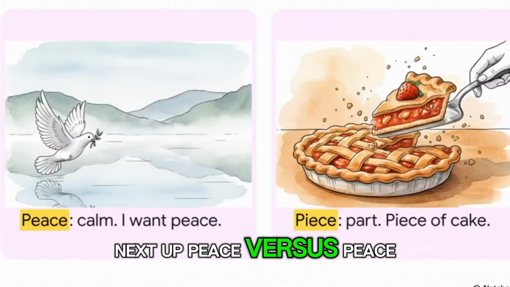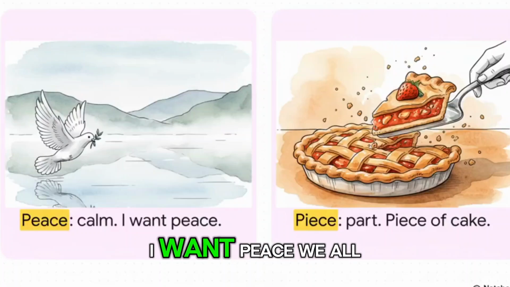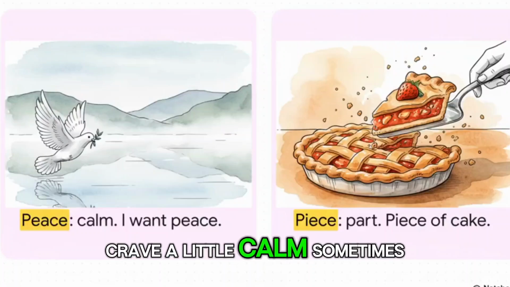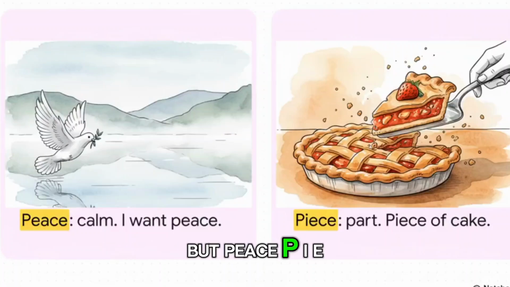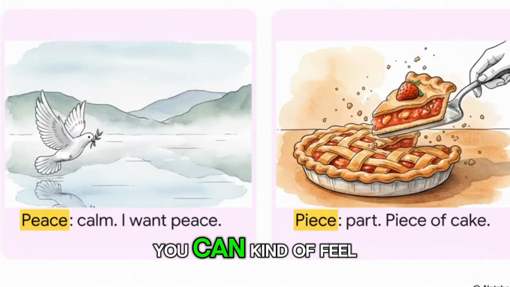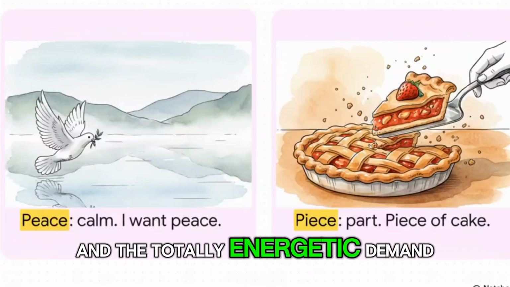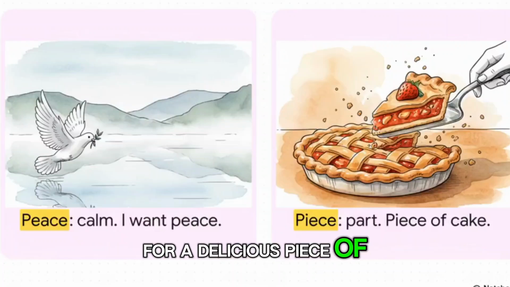Next up, peace versus piece. Peace, P-E-A-C-E, means calm. I want peace. We all crave a little calm sometimes, right? But piece, P-I-E-C-E, means a part of something. Give me a piece of cake. You can kind of feel the difference between that serene sigh of wanting peace and the totally energetic demand for a delicious piece of cake.